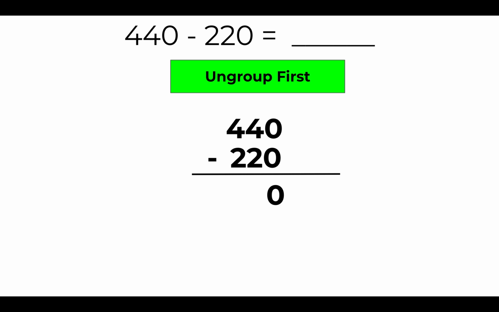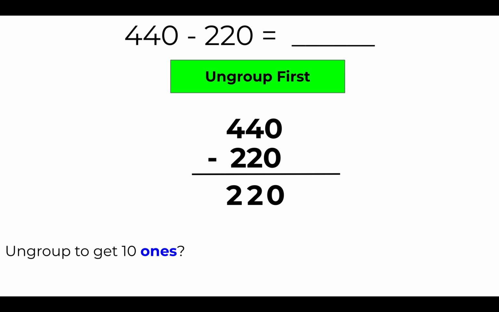Now I move on to the tens. I have more on the top, so no need to stop. 4 minus 2 is 2. And in the hundreds place, I have more on the top, so no need to stop. 4 minus 2 is 2. My final answer is 220.